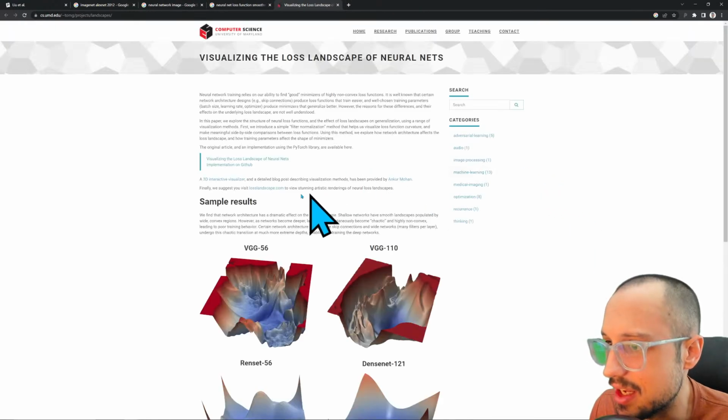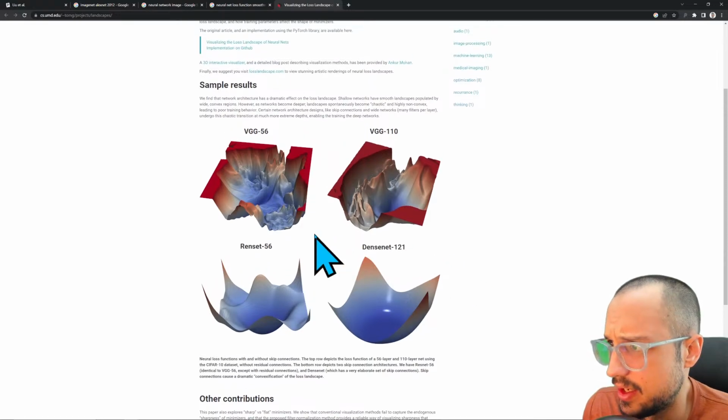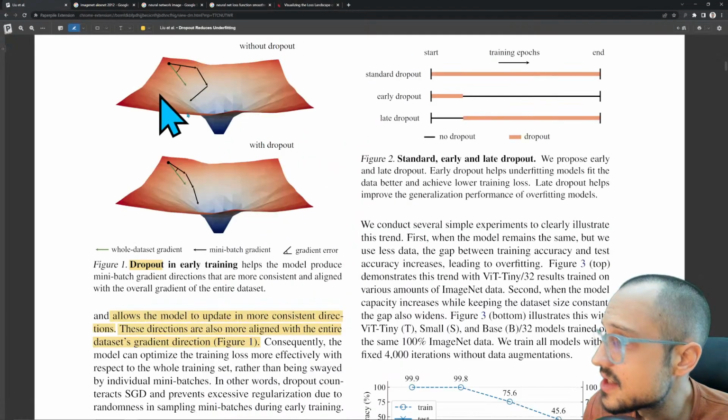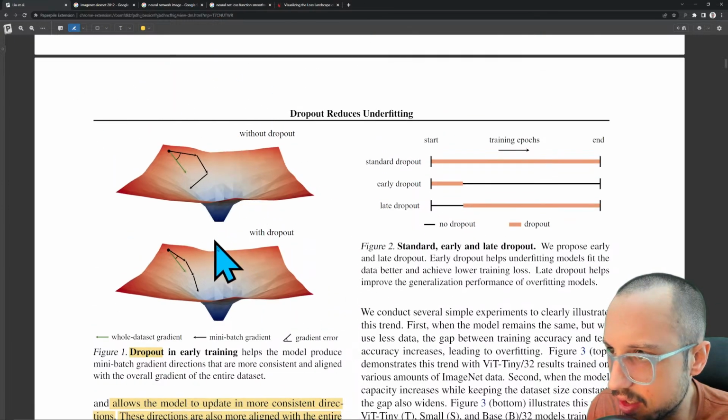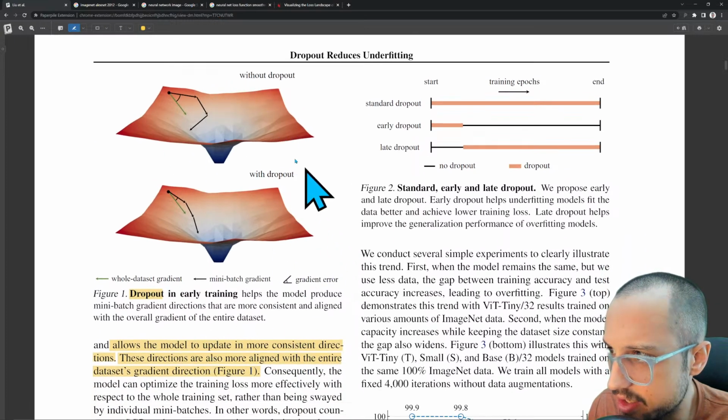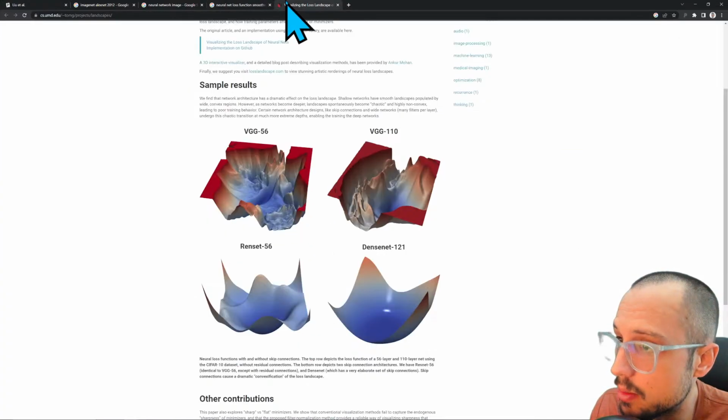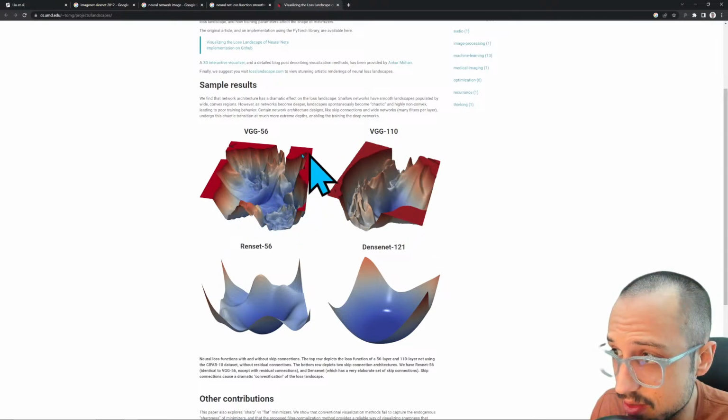Visualizing the loss landscape of neural nets. So this is just a little toy problem, a theoretical mental model. But the loss surface of a neural net is actually much more complicated. It looks more like this.